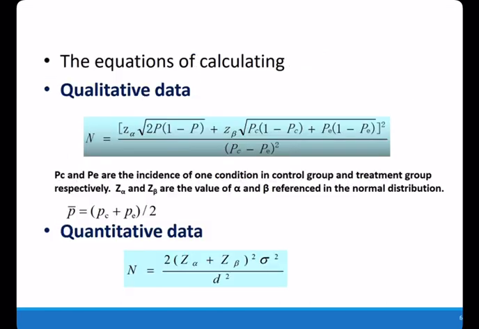Here we have the two equations showing how to calculate the sample size. For the qualitative data, we use the upper formula, in which PC and PE are the incidence of the condition in the control group and treatment group respectively. Z alpha and Z beta are the values of alpha and beta referred to in the normal distribution. And P bar means the average of these two, PC and PE. For the quantitative data, the formula is listed in the lower part, where sigma means the standard deviation for these two variables, while D means the difference of the two outcome variables.